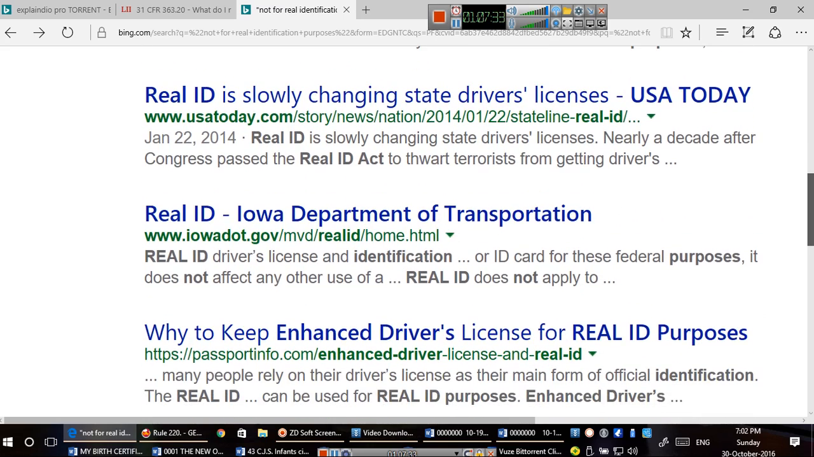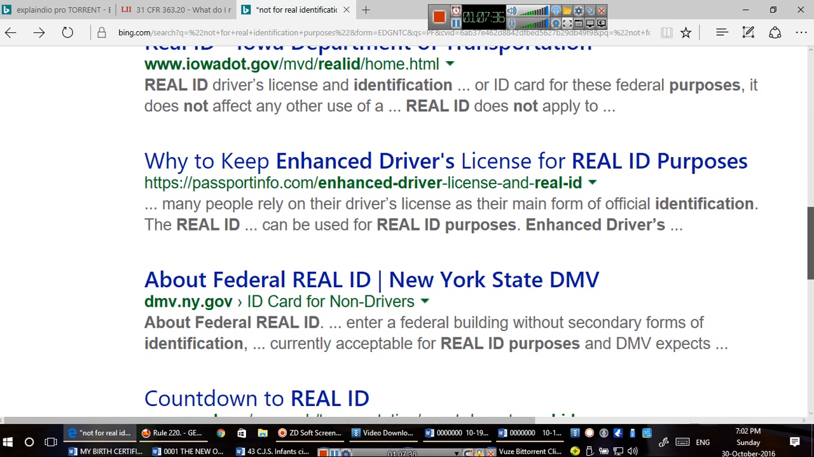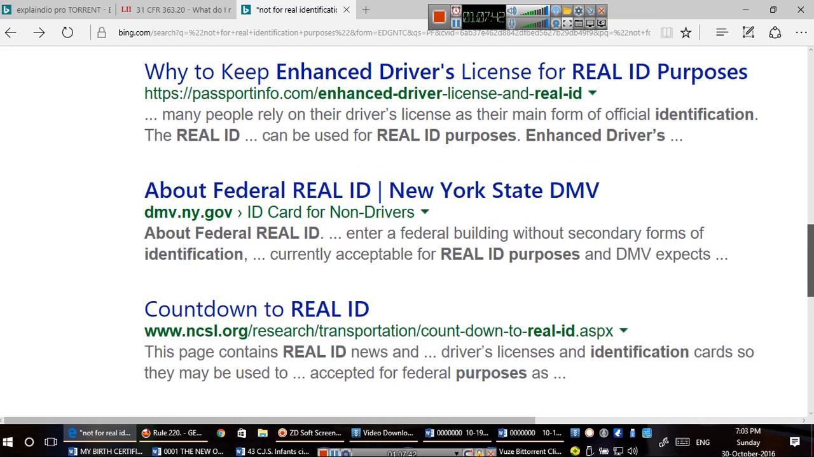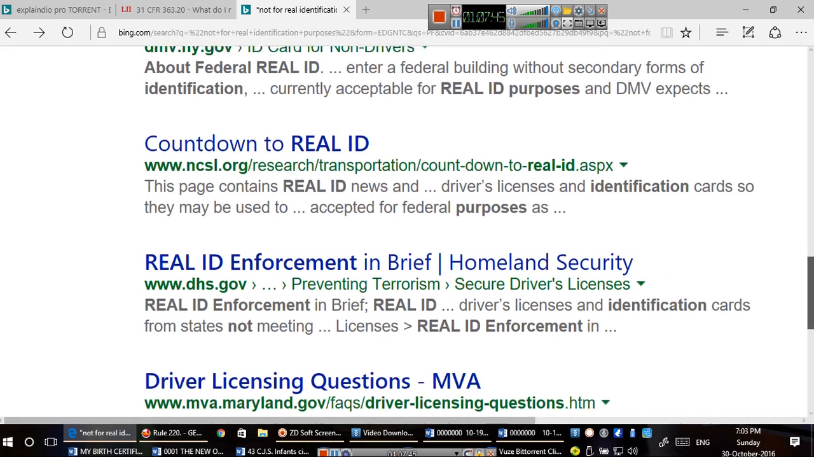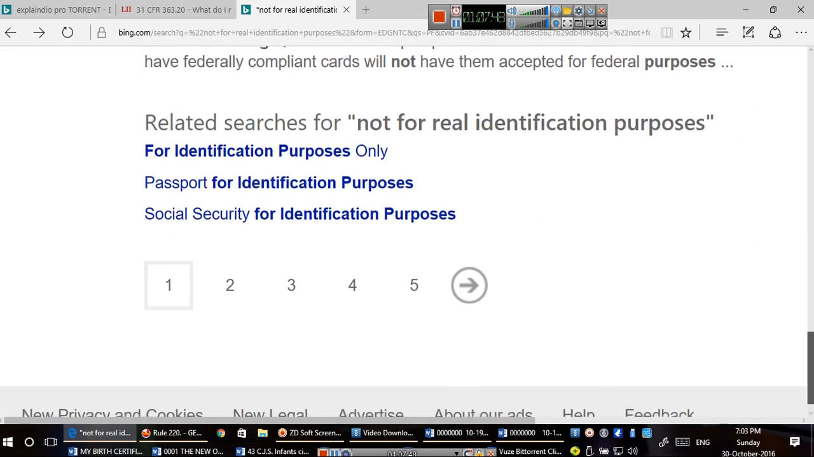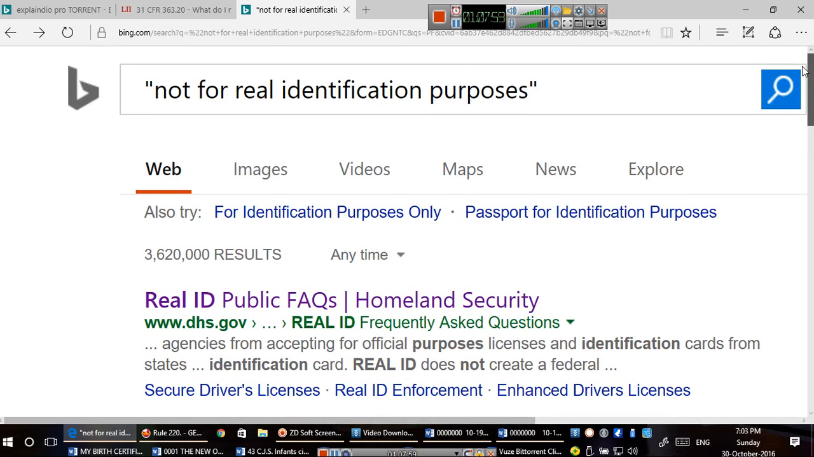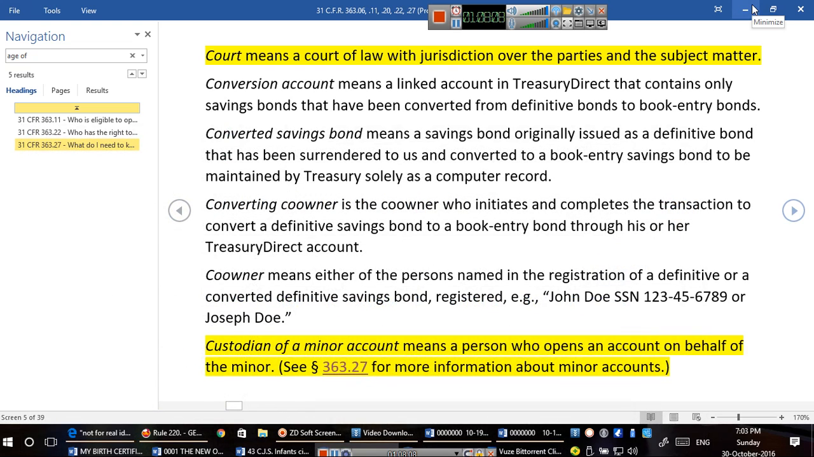Real ID is slowly changing state driver's licenses. Iowa law. Why keep an enhanced driver's license for Real ID purposes? Countdown to Real ID. Okay. So I like the fact that it says not for Real ID purposes. Now I can correct that notary to let her know that that is not a bad thing, that is a good thing. So good. I'm not a Real ID citizen. So as I said, I knew that it wasn't a bad thing. At first I thought they did me wrong, but now I see they didn't.